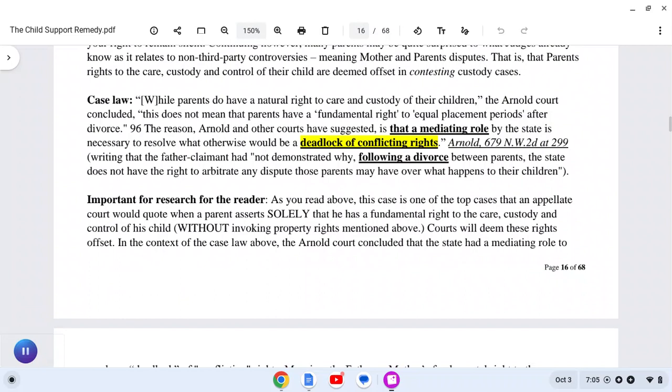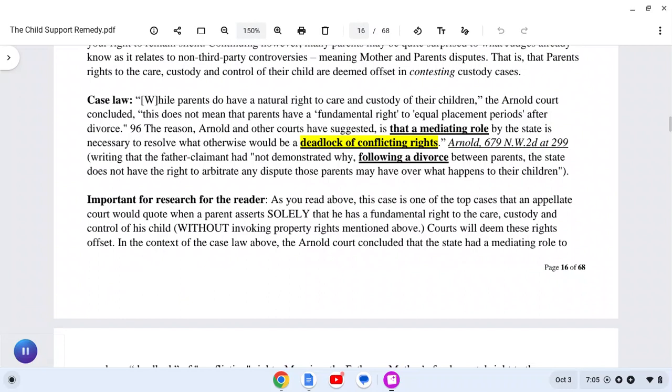While parents do have the natural right to care and custody of their children, the honored court concluded this does not mean that parents have a fundamental right to equal placement periods after divorce. That must be a footnote, 96. The reason Arnold and other courts have suggested is that a mediating role by the state is necessary to resolve what otherwise would be a deadlock of conflicting rights.